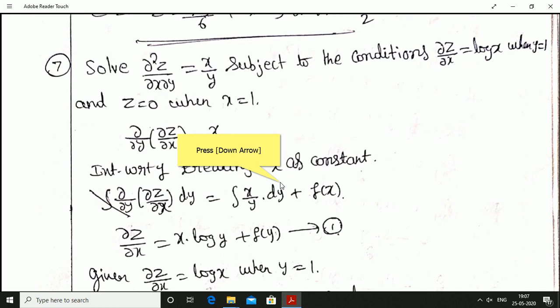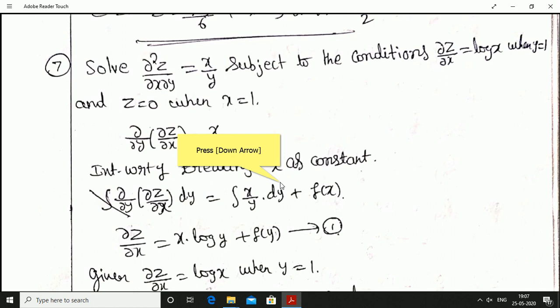Okay, we can also write this as del by del x of del z by del y, but I have written it as del by del y of del z by del x. Why means, because they have given the condition del z by del x is equal to log x when y is equal to 1. Hence, we need to carefully rewrite del by del y of del z by del x is equal to x by y. Now to remove del by del y, integrate with respect to y treating x as constant. Okay, integral of del by del y of del z by del x into dy is equal to integral of x by y into dy plus f of x.